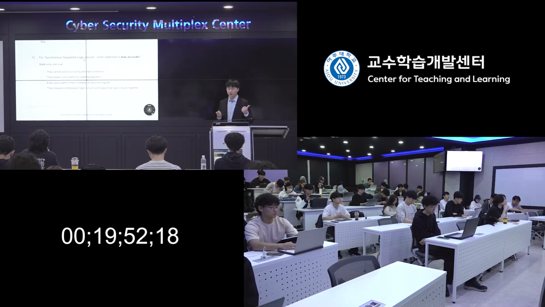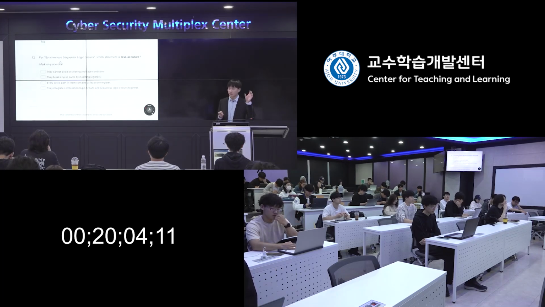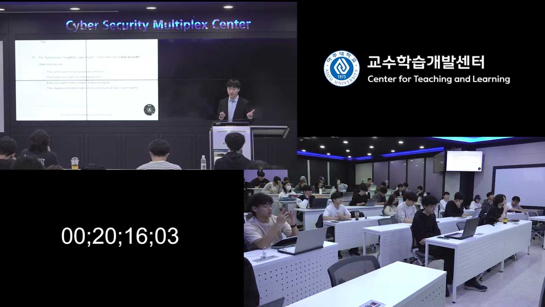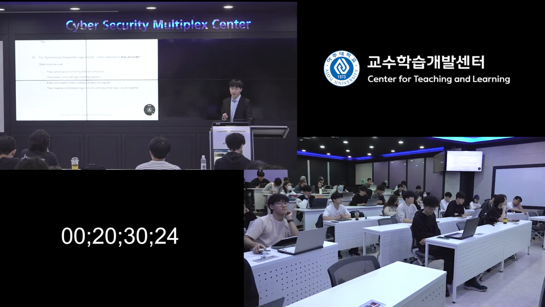When we talked about synchronous sequential logic design, we particularly checked the issues we had in sequential logic. Those issues are oscillating and race conditions. That's why we try to combine combinational logic and sequential logic together to avoid these oscillating and race conditions. So this statement is less accurate, because the purpose is to avoid them, but it says they cannot avoid oscillating and race conditions. And the others are just the definition of the synchronous sequential logic circuit design.